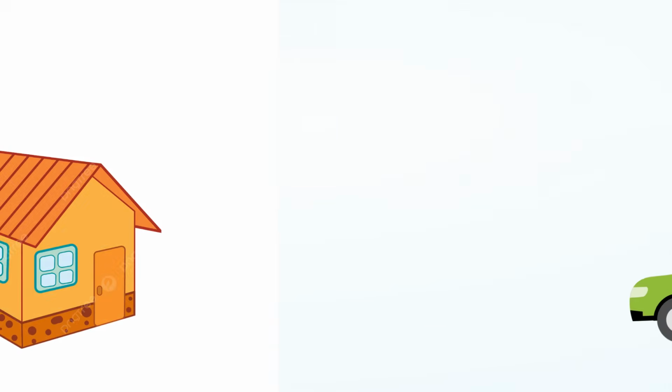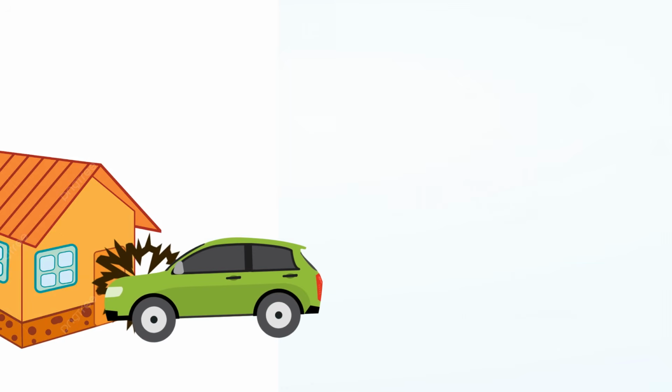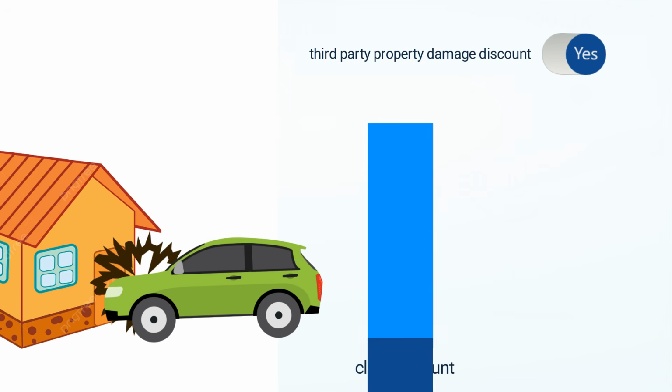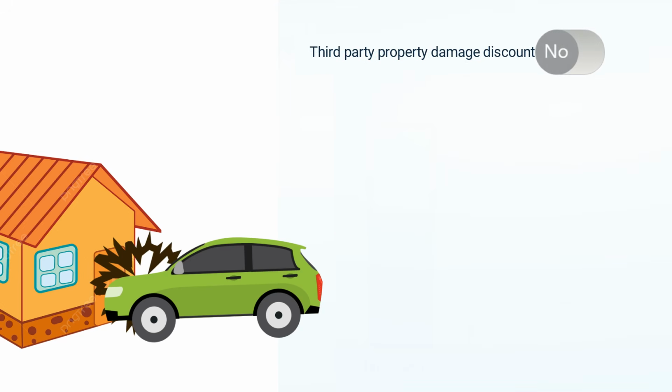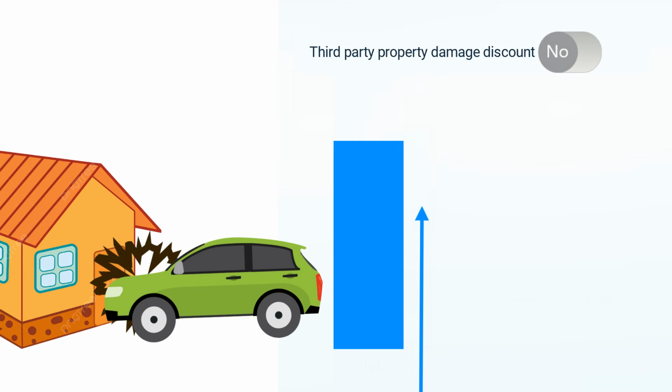In case there is any third-party property damage, say a car crashes into some person's property and the toggle is on, claim amount settled will be up to maximum 7,50,000. And any amount exceeding will be paid out of pocket. If you keep the toggle off, claim will be settled at actuals.